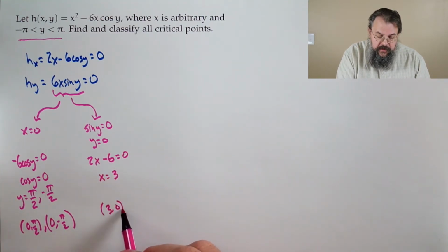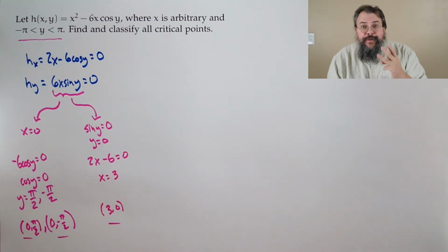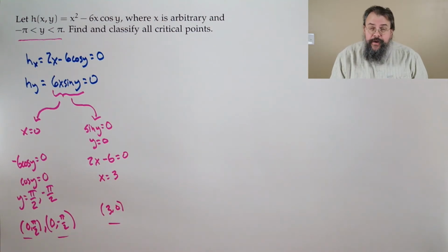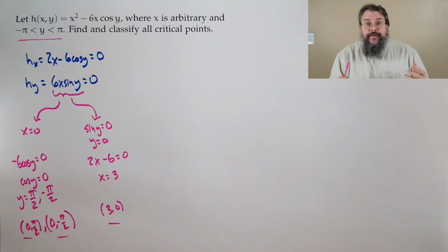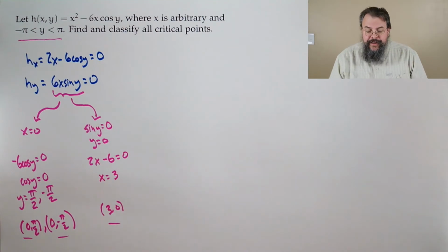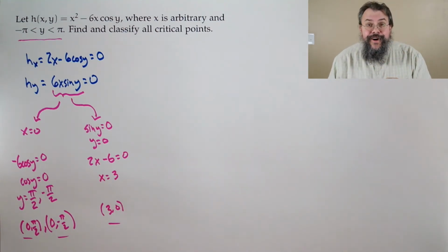All right, so we have 1, 2, 3 critical points. Good. And it's okay to have many critical points. You might have one, might have many. It's even possible to have none. It just depends on the function. But now we're done with the find stage. We transition now to the classify.